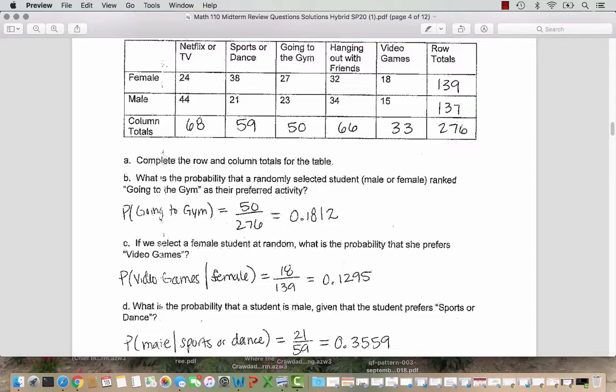So you can leave probability answers as fractions, 50 over 276, or you can convert them to decimals, in which case this would be 0.1812. In general, it's a good idea to round to 4 decimal places.